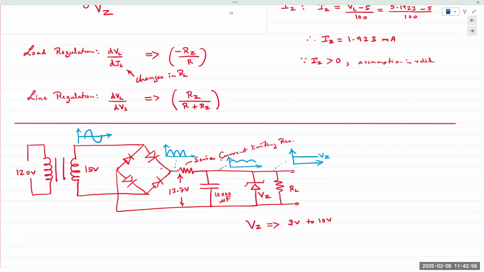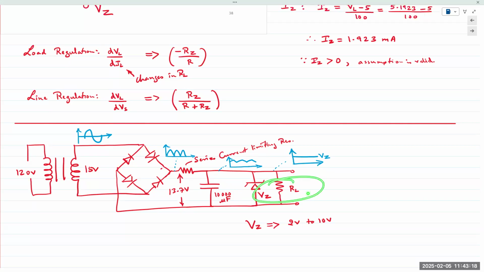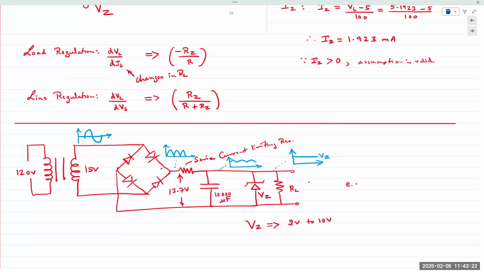Not ripple voltage, just this entire value. We would choose a value that is higher than VZ. You would work backwards. So the question being asked is, how would this function? Let's stick with 5 volts. Say RL requires 5 volts. Then we choose a Zener diode of 5 volts. VZ would be 5 volts.